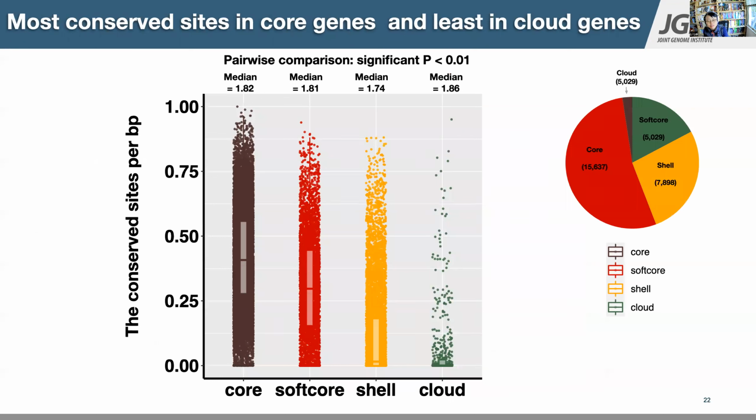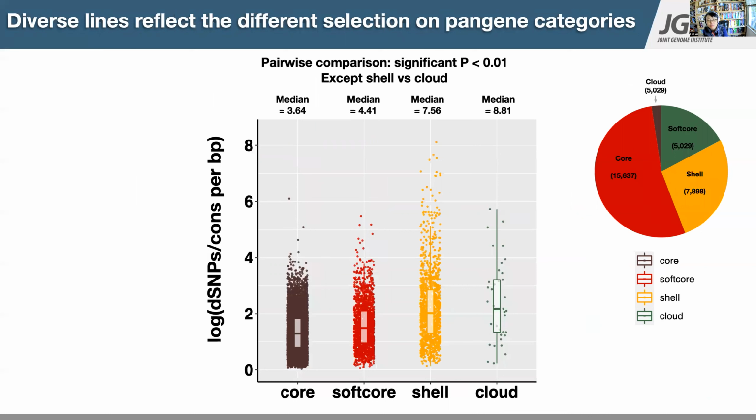So for genes with conserved sites, we compare how many conserved sites per base pair they have. We can see that the number of conserved sites per base pair decreases along the core, soft core, shell, and cloud genes. So we accept the hypothesis that core genes tend to be more conserved, while cloud genes tend to be more lineage specific. And then we will answer the question we proposed before. Do different categories of pangenes have different functional impact mutations in both mutant and diverse lines? Firstly, we will look at the diverse lines.